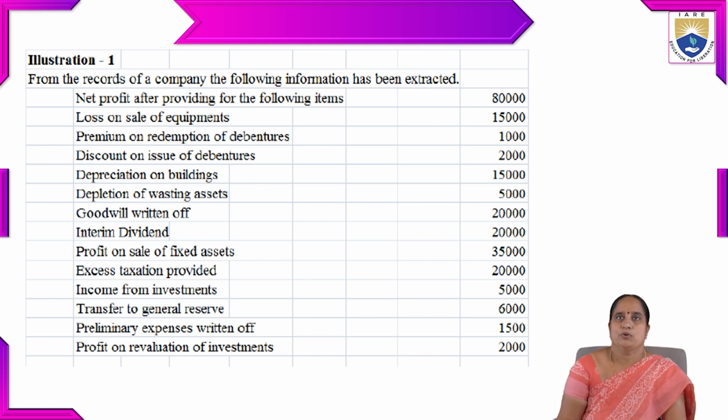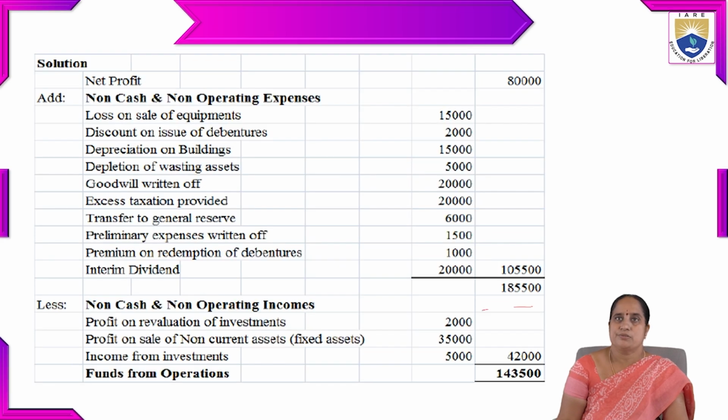From the records of a company, the following information has been extracted. Net profit after providing for the following items: 80,000; loss on sale of equipment, 15,000; premium on redemption of debentures, 1,000; discount on issue of debentures, 2,000; depreciation on buildings, 15,000; depletion of wasting assets, goodwill written off, interim dividend, profit on sale of fixed assets, excess taxation provided, income from investments, transfer to general reserve, preliminary expenses written off, profit on revaluation of investments. So, using this data, we have to prepare the funds flow statement.